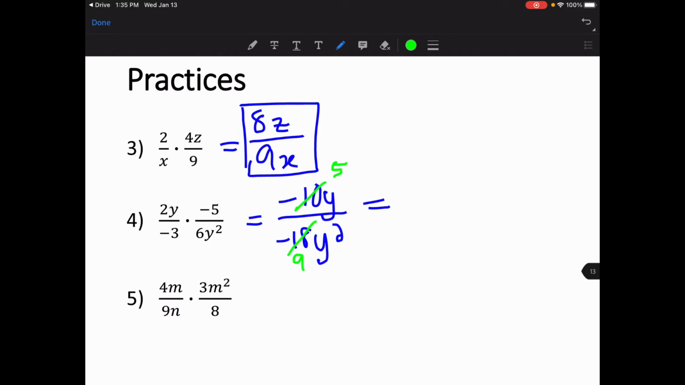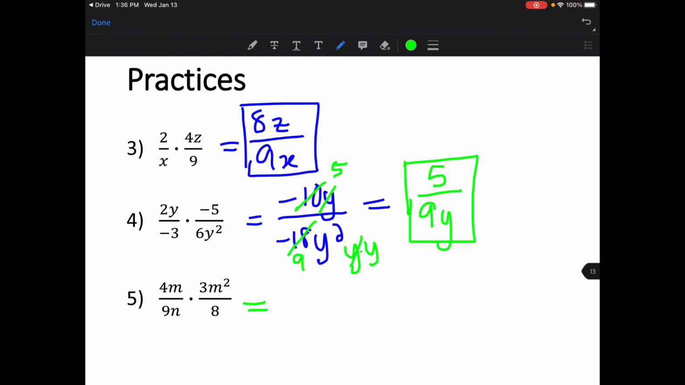Then I'm going to look at my y. Okay, I have 1 y in my numerator, 2 in my denominator. So I'm going to rewrite this as 1 times y, and then cancel out one of them. Therefore, I'm left with 5 in my numerator, all over 9y in my denominator. And I cannot simplify that any further. Therefore, that is my answer.